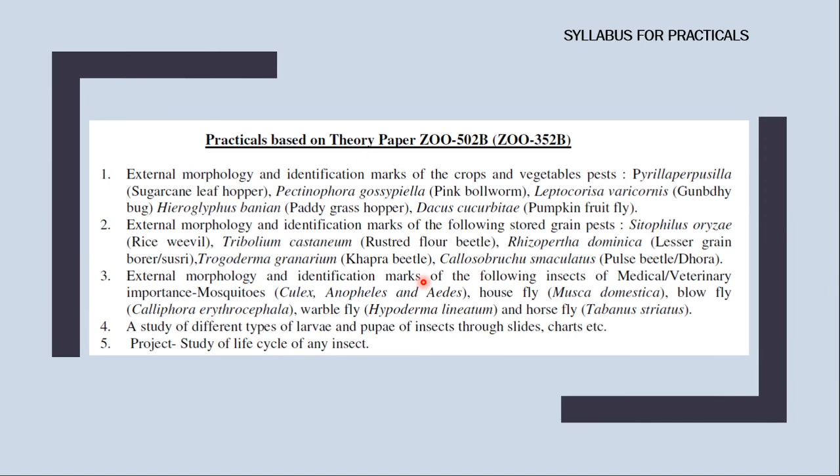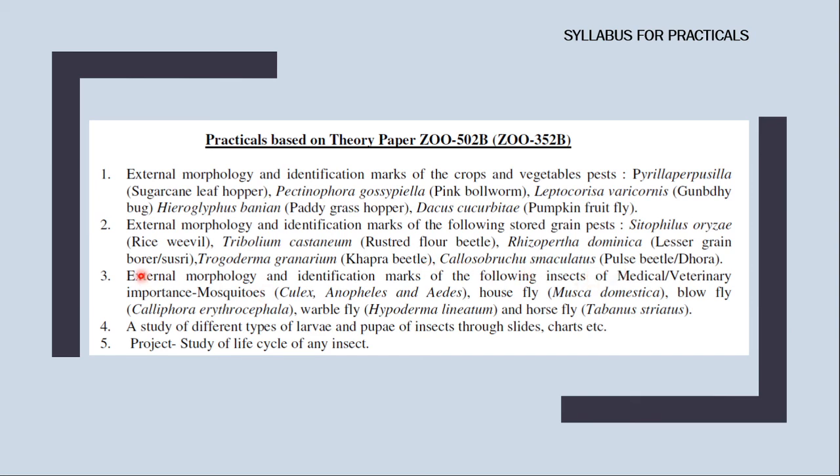Let's talk about the practical syllabus now. I have already shown you the insects which are in the practical syllabus. So for practical, we only have to learn the external morphology and identification marks of pests of crops and vegetables. Here you have to learn about Pyrilla perpusilla, Pectinophora gossypiella, Leptocorisa varicornis, Hieroglyphus banian, and Dacus cucurbitae. For external morphology and identification marks of Sitophilus oryzae, Tribolium castaneum, Rhyzopertha dominica, Trogoderma granarium, Calosobruchus maculatus. Okay. Then here, although the spelling is wrong, it is Calosobruchus maculatus. Okay.